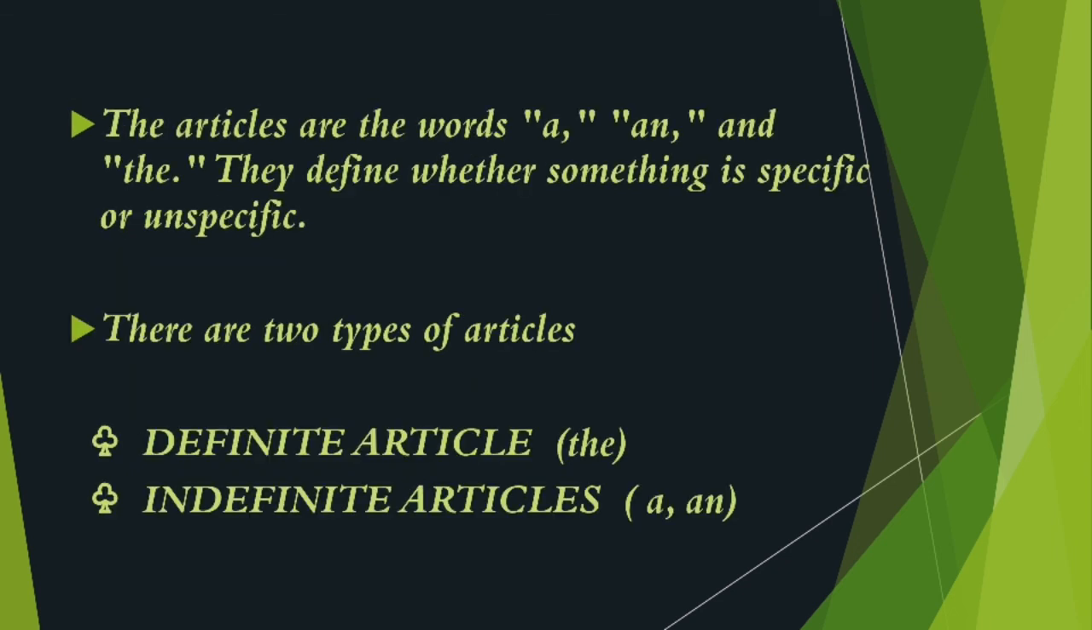Okay. So students, I hope rules of all the articles, all three articles, definite and indefinite, all the rules are clear to you. Okay, so we are having two types of articles, definite article and indefinite articles. Okay, total में हमारे पास three articles होते हैं, a, an and the. Okay, ये three articles होते हैं.